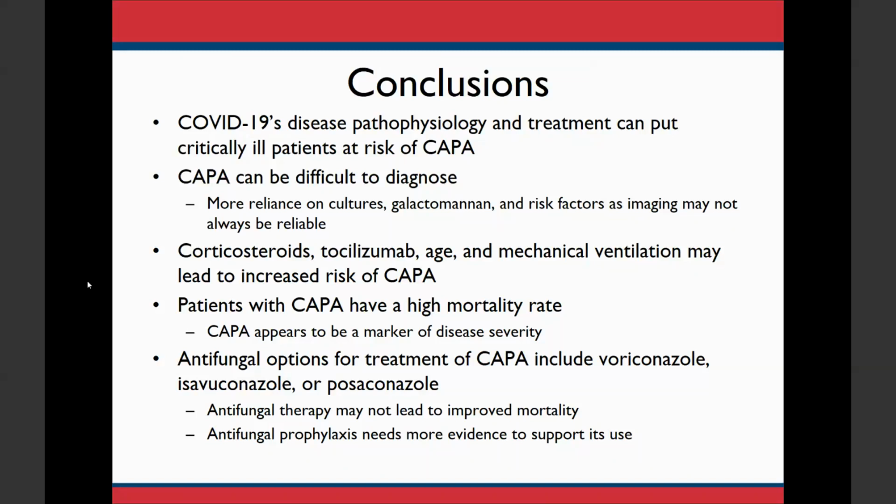And then patients with CAPA, we know, have a high mortality rate. And so this appears to be a marker of disease severity for these patients. And then lastly, antifungal options for treatment of CAPA include those azole antifungals and even amphotericin as another option. However, antifungal therapy may not lead to improved mortality, and prophylaxis needs more evidence to support its use in the ICU population.